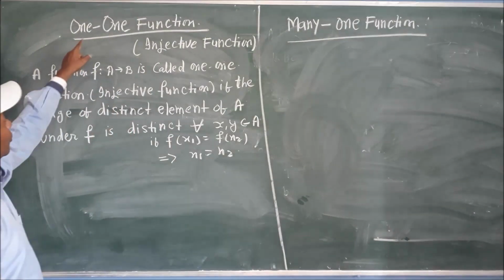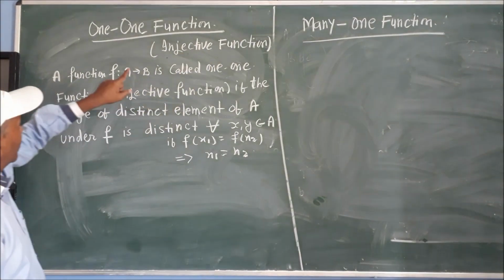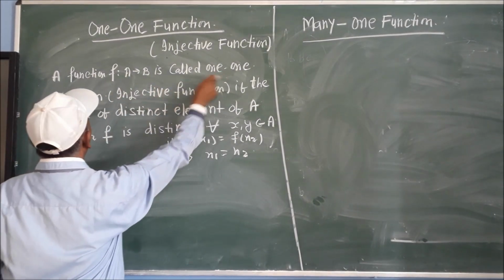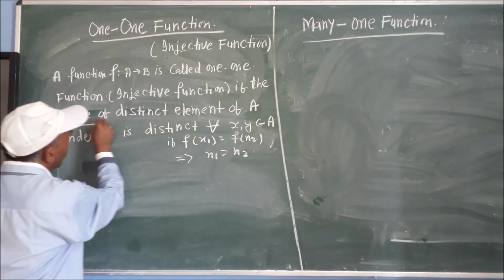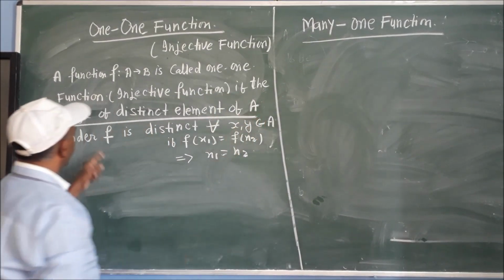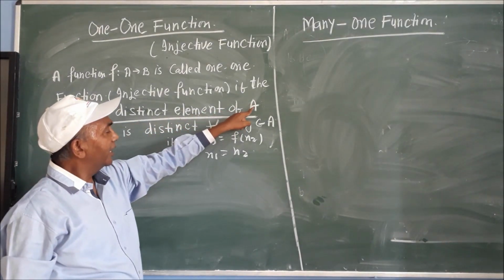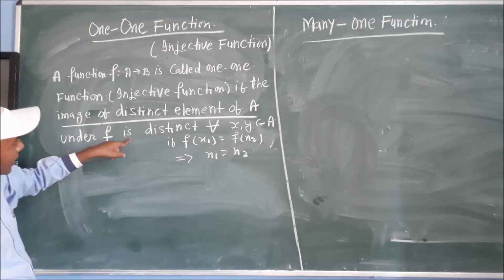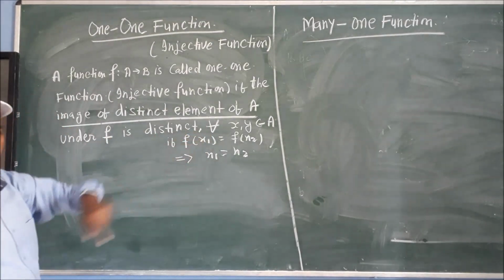We have to define one-one function, which is also known as injective function. A function f such that A tends to B is called one-one function or injective function if the image of distinct elements of A, the image of each member of A under f, is distinct, they must be different.